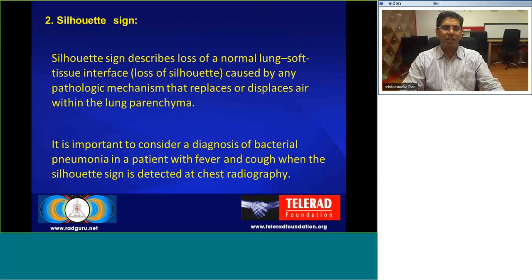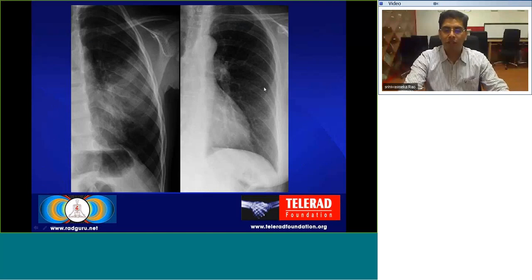And the next sign is the silhouette sign. As you all know, everyone talks about the silhouette sign, and this describes loss of the normal lung soft tissue interface caused by any pathological mechanism that replaces or displaces air within the lung parenchyma. So it is important to consider a diagnosis of bacterial pneumonia in a patient who comes with fever, cough, and a silhouette sign is present.